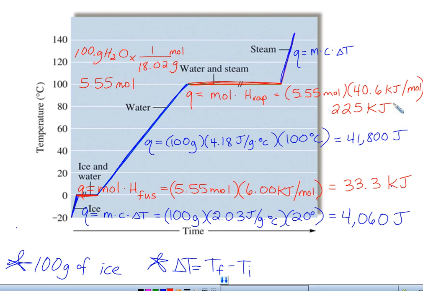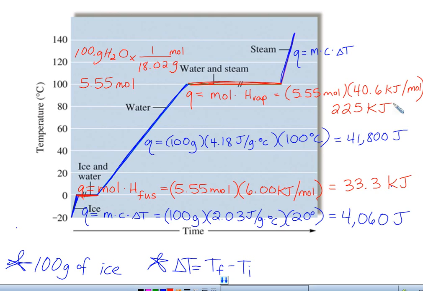Uh-oh. Be very careful, especially with water, because they're going to expect that you know water melts at 0 and boils at 100. If the range of temperatures includes a phase change, you have to add in that energy. And this always catches people, that if I go from negative 20 to positive 20, not only am I increasing the temperature, but I'm also melting the substance. I'm going through a phase change. So you have to add in the amount of energy required to change the phase. Then you'd add them all up.